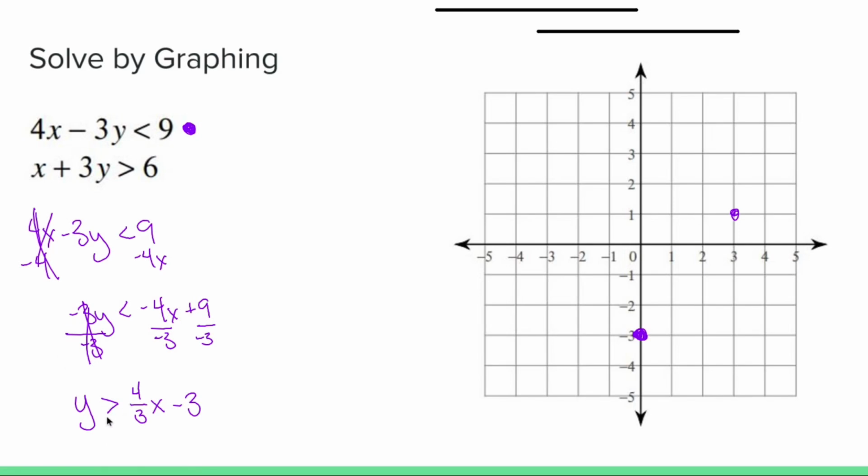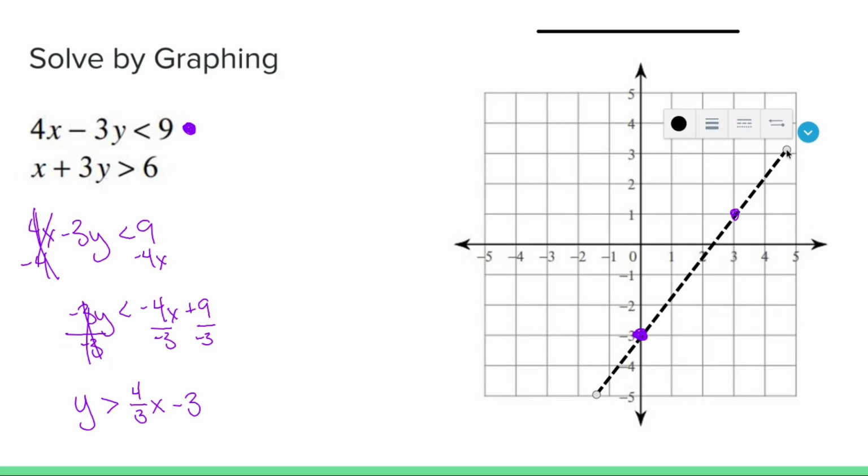Now, this is greater than, which means 2 things happen. Thing number 1 is you're not a solid line. You're a dashed line. So let's get a dashed line. Okay. Let's connect these dots. You're not a solid line.